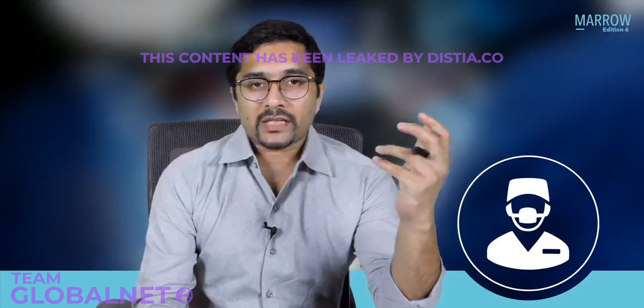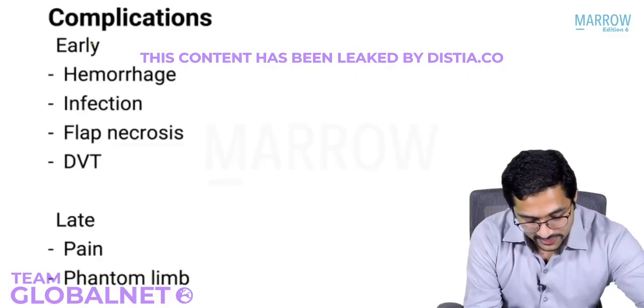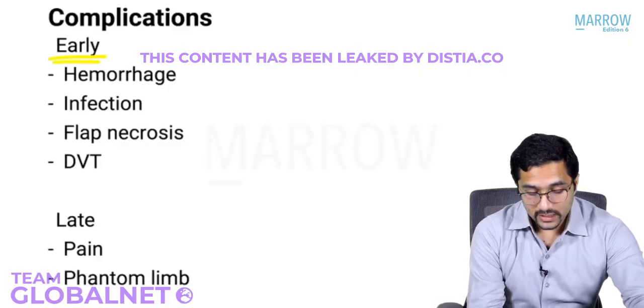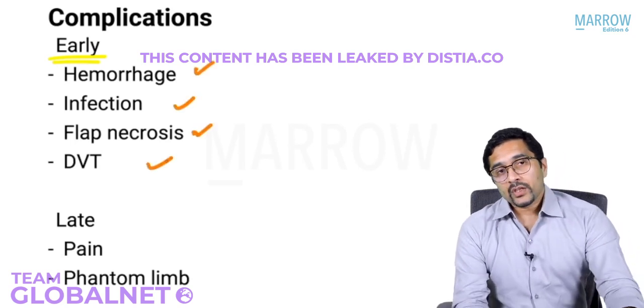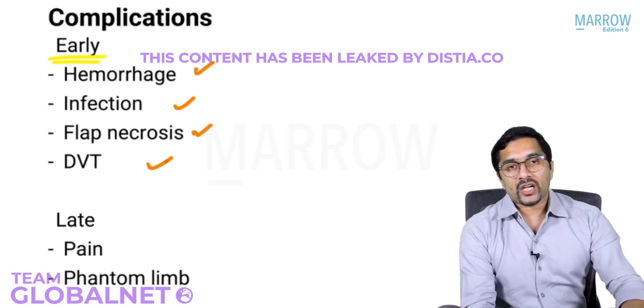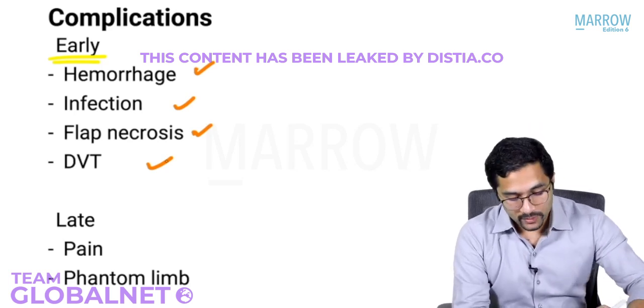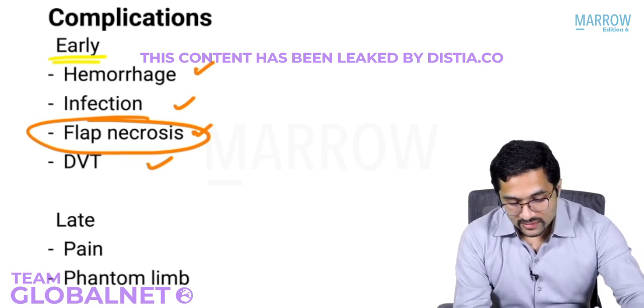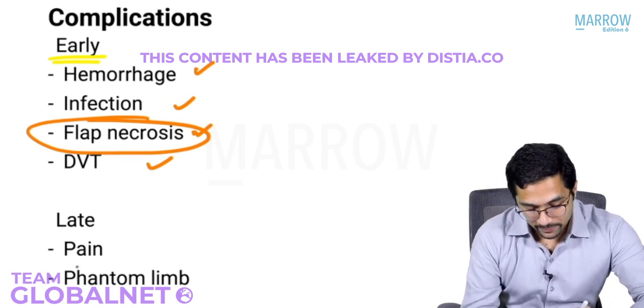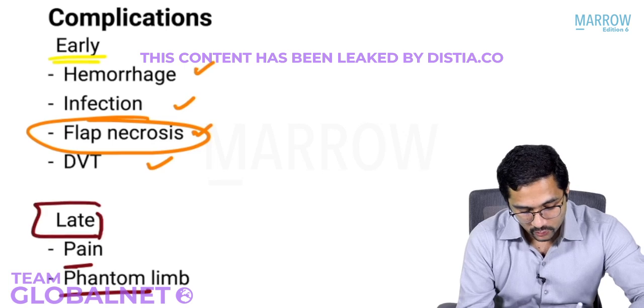Complications following amputation. So early complications, there can be hemorrhage, infection, flap necrosis and DVT. If the flap is not raised properly, if the blood supply is not proper, then the flap can become necrosed as well. The late complications can be pain and phantom limb syndrome.